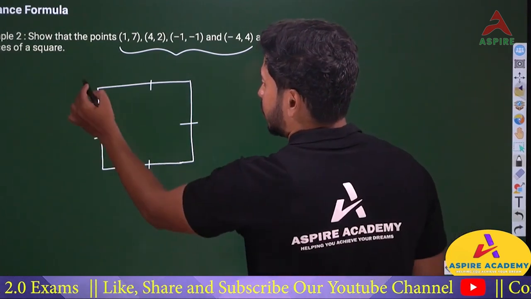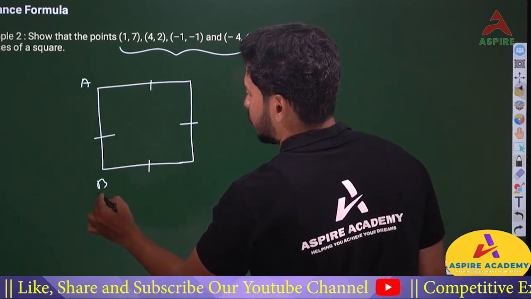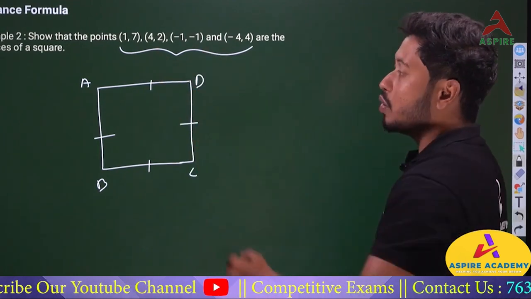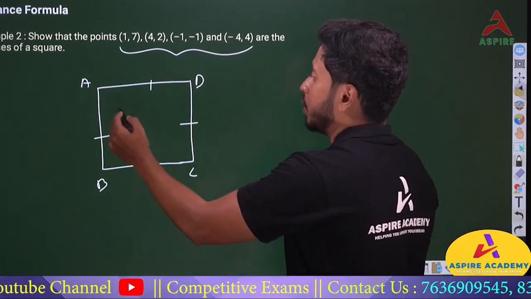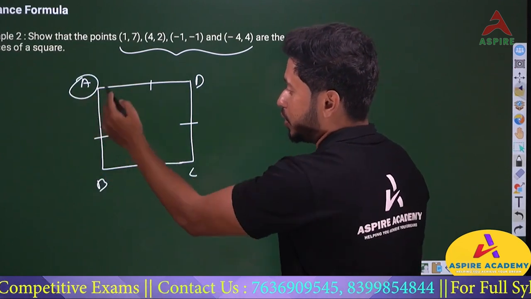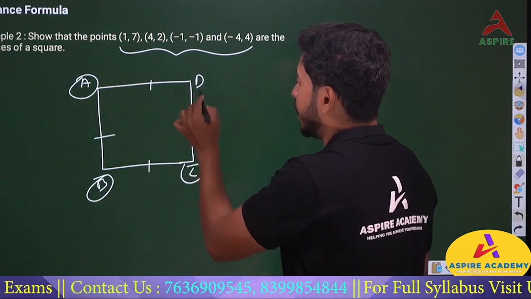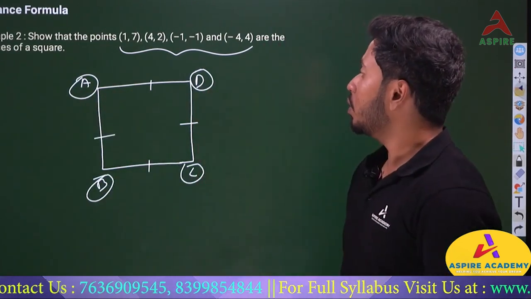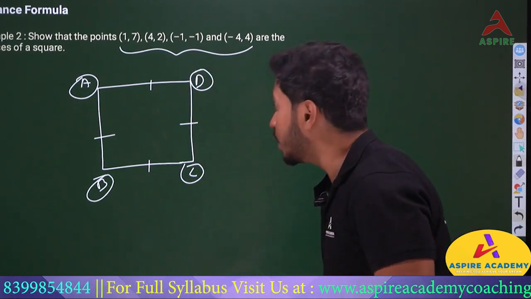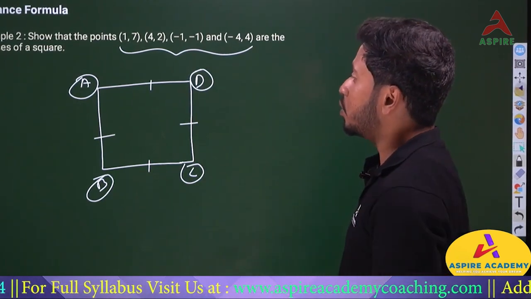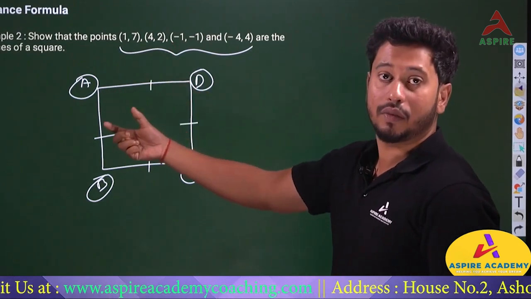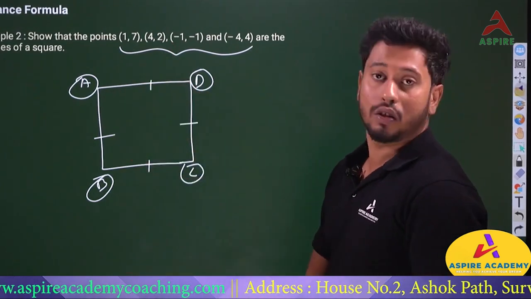And suppose this is A, B, C, D, and these coordinates are the vertices of these points. Okay, means coordinates of these points A, B, C and D. So now you have to show whether these points are the vertices of a square or not.